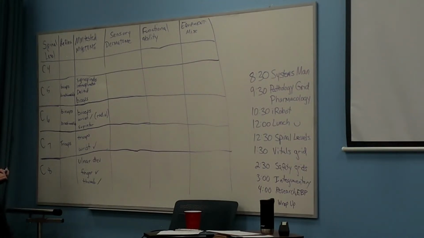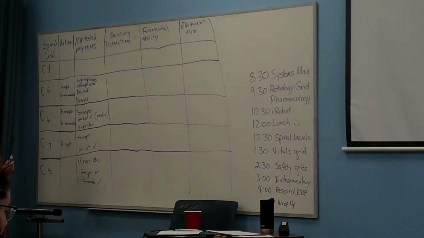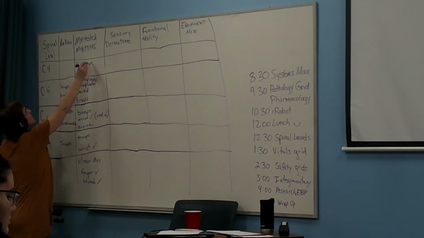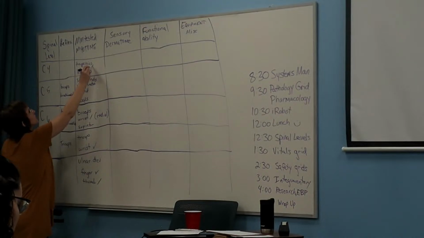You said there are no muscles tested listed in any of your charts for C4? What do you have? No reflex. Is there a muscle test? What do they test up there? So they do the shrugs, right? I'm going to put traps first. So, shrug.